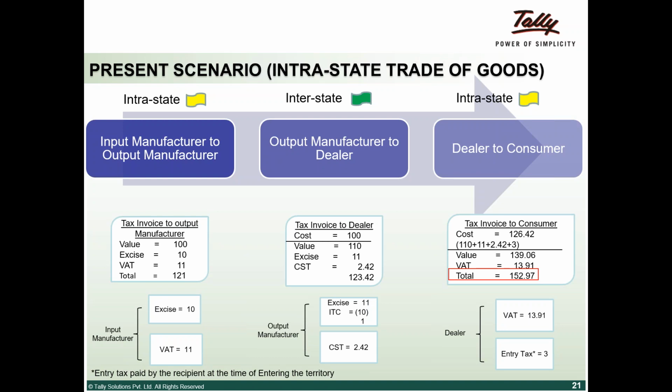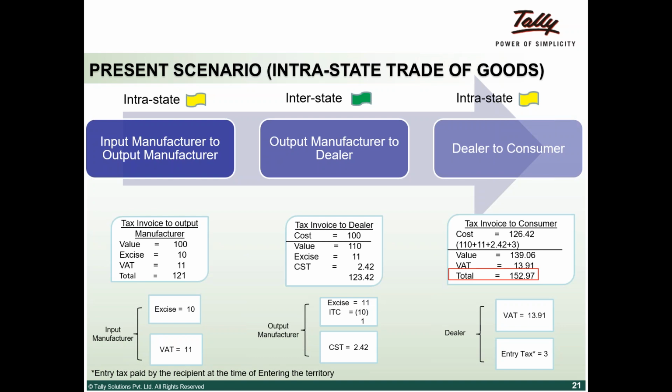Now dealer to consumer, his cost goes up, as I explained in earlier cases also. Basically 110 is the cost for him, excise duty of 11 rupees which he adds to his cost, and 2 rupees 42 paise, that is CST, which is added to it. There is another component. In the present regime, certain states have an entry tax. The moment material comes inside the state, they need to pay an entry tax. Entry tax is normally paid by the user, the one who imports the material into the state.